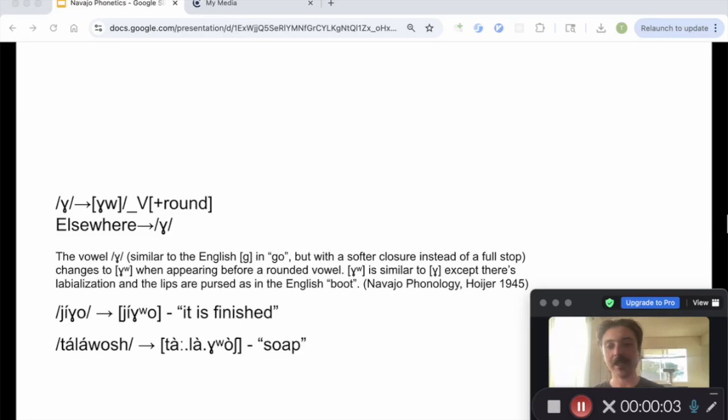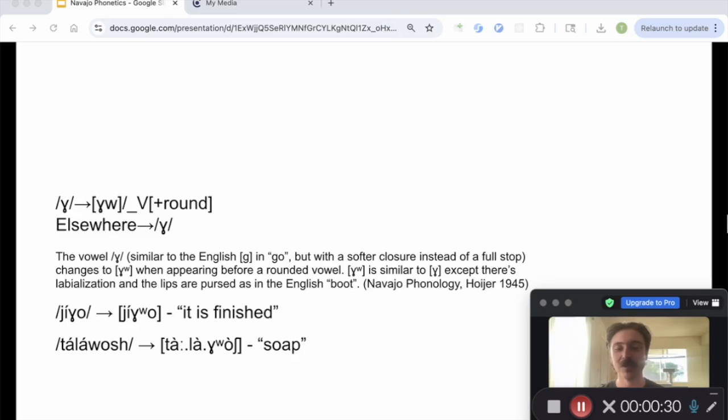I'm going to make an attempt and butcher this Navajo letter, which has been described as somewhat like the English letter G in go, but with a softer closure of the glottis. So you don't get a full stop. The air continues to flow, and it's more of a go or go sound, I think.